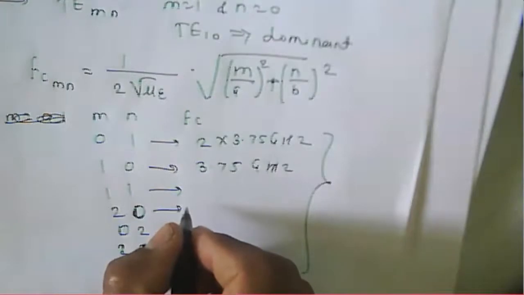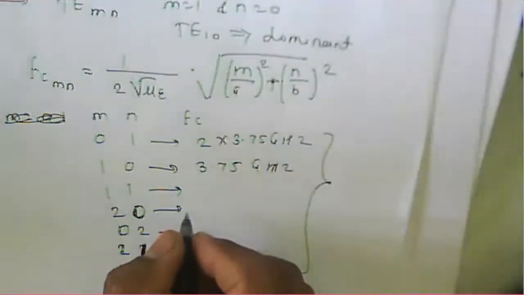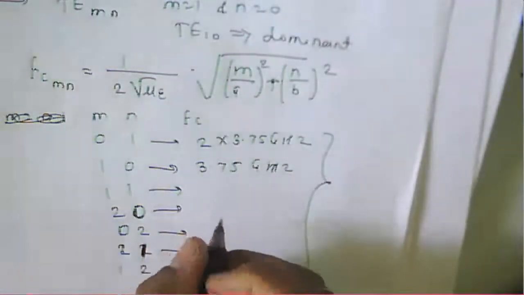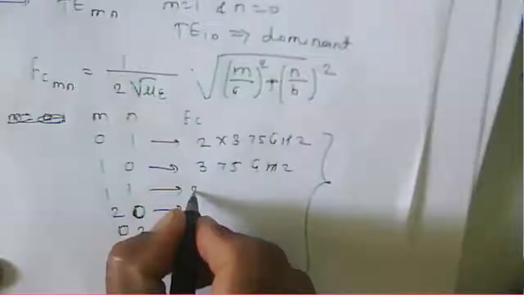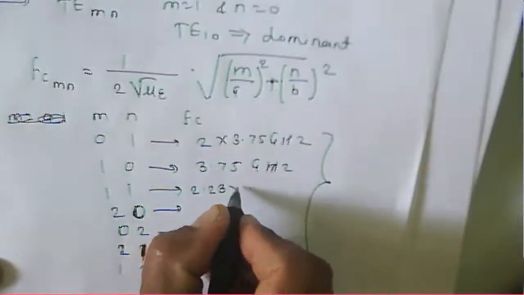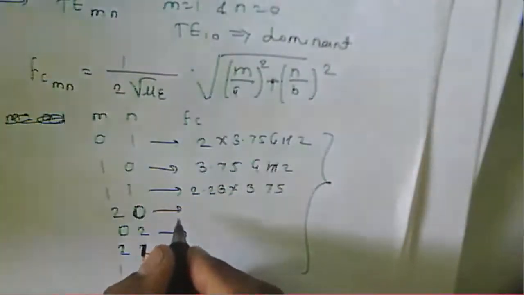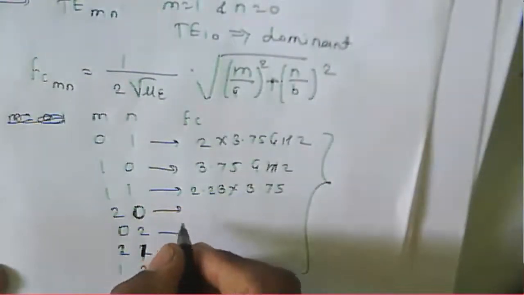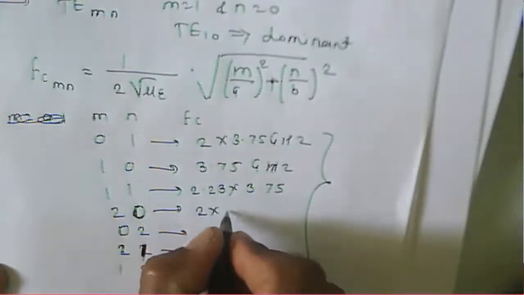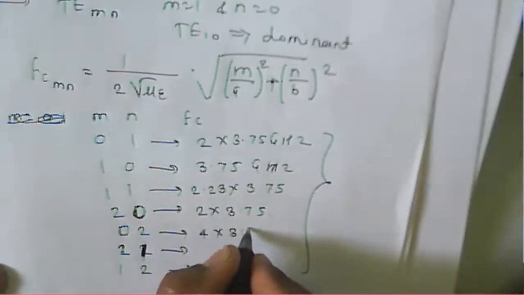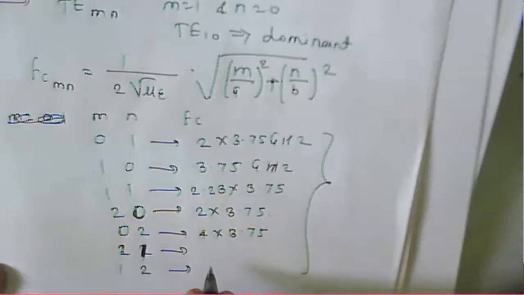So FC11 means m is equal to 1 and n is equal to 1. In that case, the value is about 2.23 into 3.75. And for f is equal to 0 2, we'll get 4 into 3.75 gigahertz. All the readings are in gigahertz.